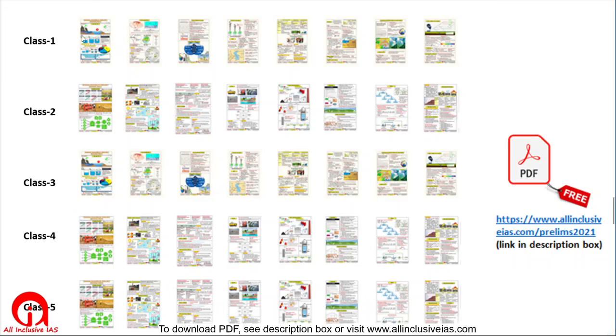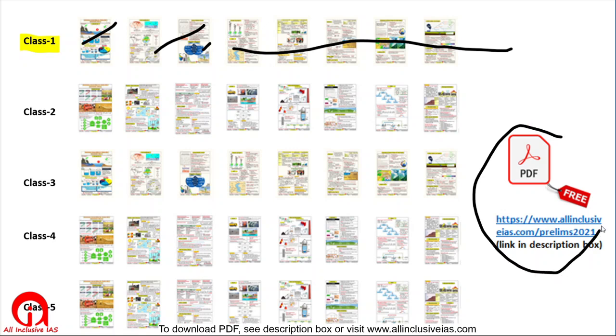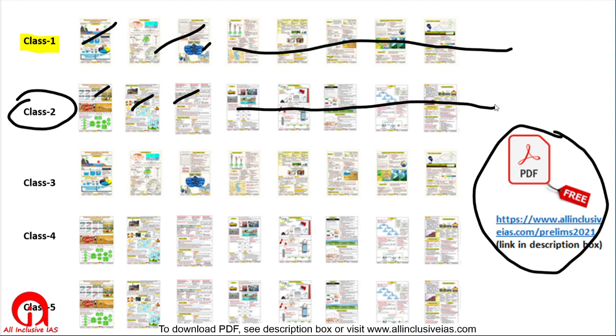So this is the first class of Science and Tech. We have discussed the first 3 pages. The rest of the pages you can read by yourself by downloading the PDF. The link to download the PDF is given in the description box. You can download it from our website or from our Telegram channel. Similarly, in the second class also of Science and Tech, a few pages will be discussed on YouTube and the rest of the pages you can read by yourself. The same thing will go on for the other classes of Science and Tech also.